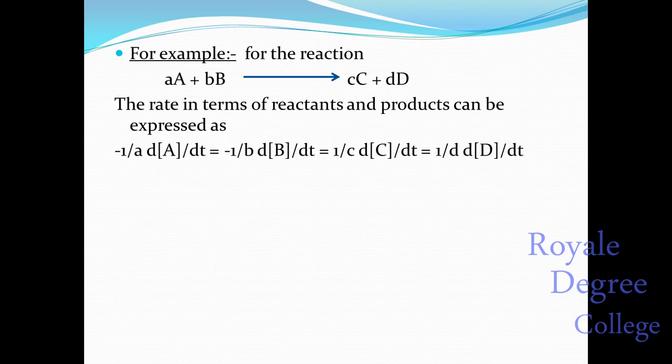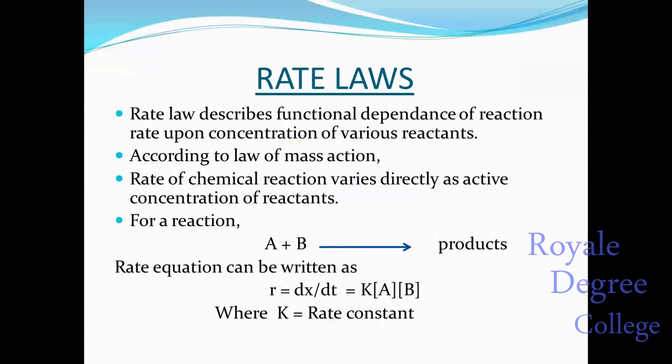For example, for a reaction, small a moles of capital A plus small b moles of capital B gives small c moles of capital C plus small d moles of capital D. The rate in terms of reactants and products can be expressed as minus 1 by a, d concentration of A divided by dt, equal to minus 1 by b, d concentration of B divided by dt, equal to the products.